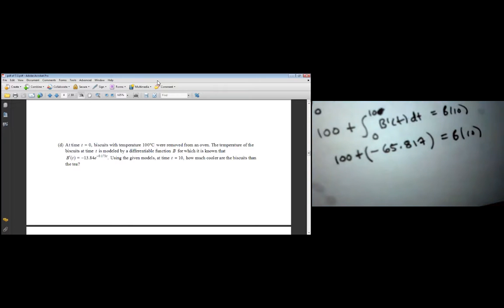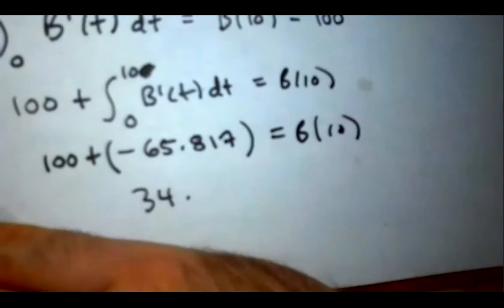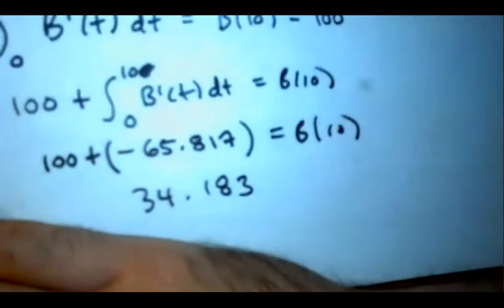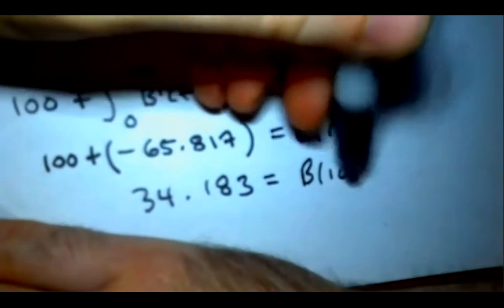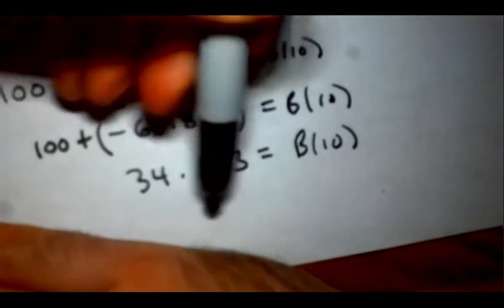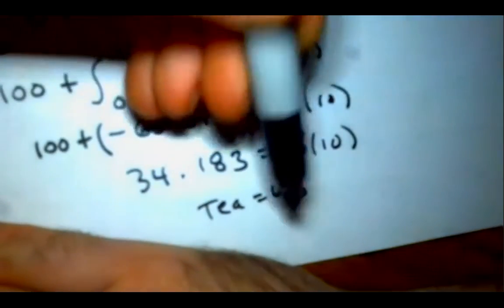Okay. All right. Now, what do we do with that? What do we get for an actual answer? 34 point something. What's the something? 34 point, what would that be? 183? 183. Okay. Now, what did I just find? That's the temperature of the what at 10? The biscuits. And what's the question asking me? Compare it to how much cooler it is than the tea. Subtract. The tea is 43.